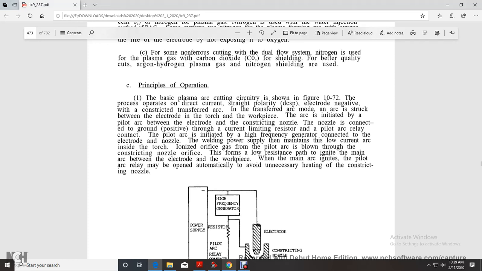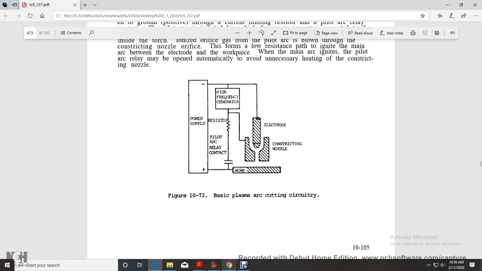The pilot arc is initiated with a high frequency generator connected to the electrode and nozzle, with a welding power supply that maintains a low current arc inside the torch. The ionized orifice gas of the pilot arc is blown through the constricting nozzle orifice and forms a low resistance path to ignite the main arc between the electrode and workpiece. When the main arc ignites, the pilot relay may open automatically to avoid unnecessary heating of the constricting nozzle.